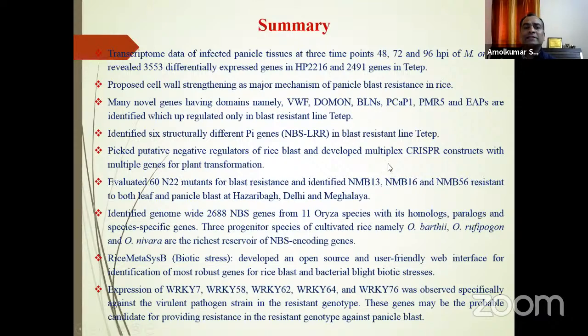We evaluated 60 and 22 lines, out of which we identified 3 lines which are providing resistance at 3 different places, that is Hazaribagh, Delhi, and Meghalaya, and that too for both panicle and leaf blast.